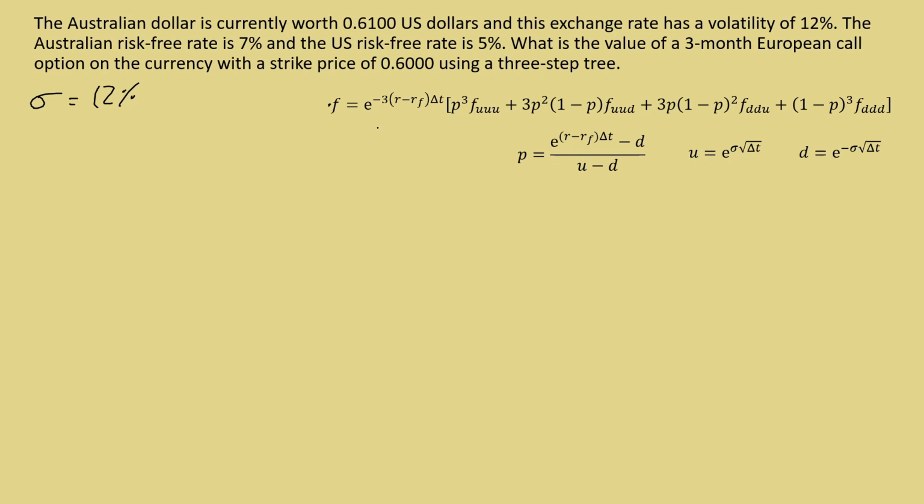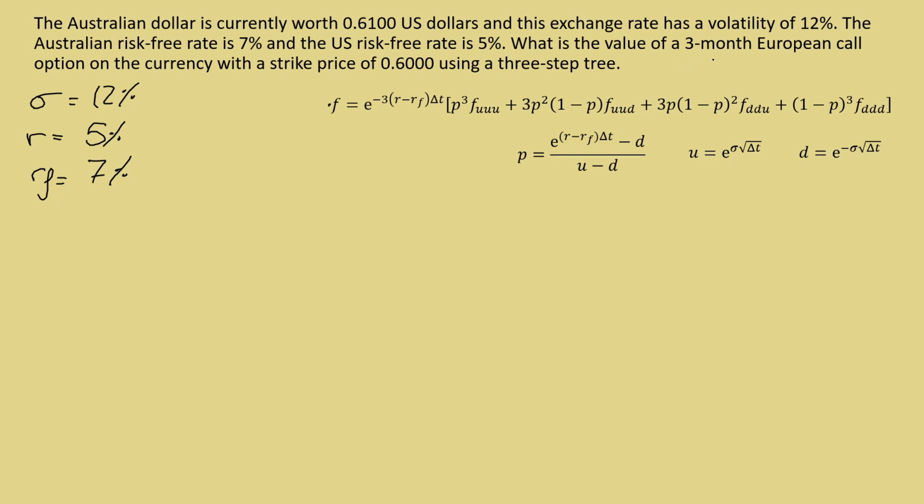So how to know which one's the domestic and which one's the foreign interest rate? So because we're denoting the value in US dollars, so 0.61 US dollars, this means that the US is going to be the domestic and the foreign is going to be the Australian dollar, okay? So R, which is a domestic interest rate, is going to be 5%. And the foreign interest rate is going to be 7%. Okay. What else do we know?